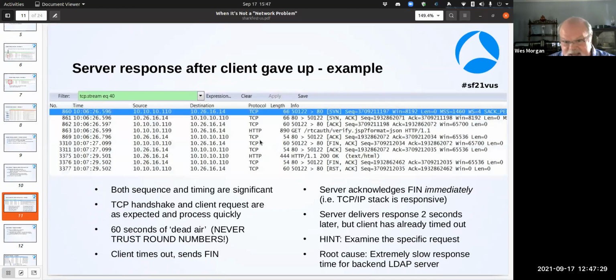And both the sequence and the timing are significant here, okay? So we see that the TCP handshake happens quickly. Client gives its request, this GET right here. It's acknowledged within 2 milliseconds, right? Excuse me, within 200 milliseconds. 60 seconds of dead air.